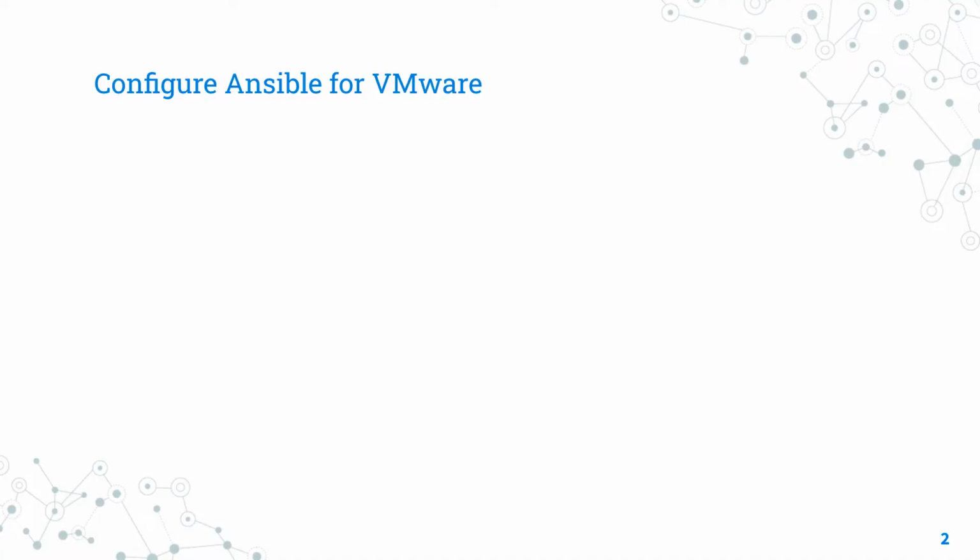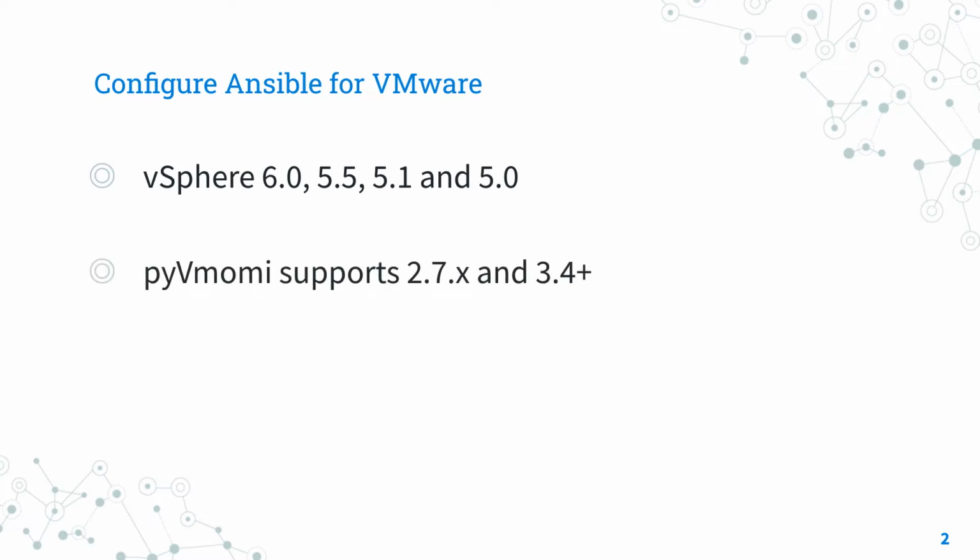The supported nodes include all the modern releases of VMware vSphere. The full list includes vSphere 6, 5.5, 5.1 and 5.0. Ansible VMware modules are written on top of PyVmomi.